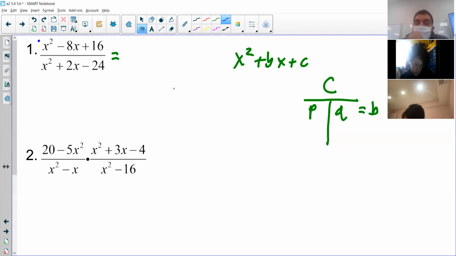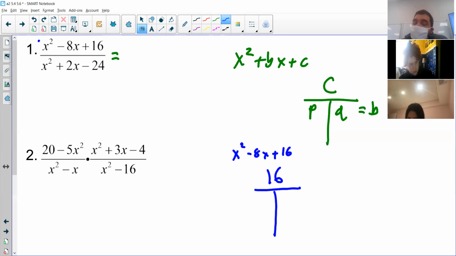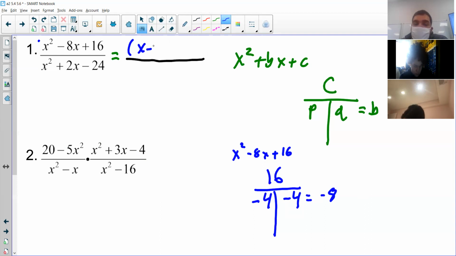So I'll do the top in blue. Over here, we have x squared minus 8x plus 16. So 16 is our c. I need things that multiply to 16 that add to -8. And good, -4 times -4. Remember, negative times negative gives you positive. And that adds up to -8. Which means I can rewrite the top as x minus 4, x minus 4.